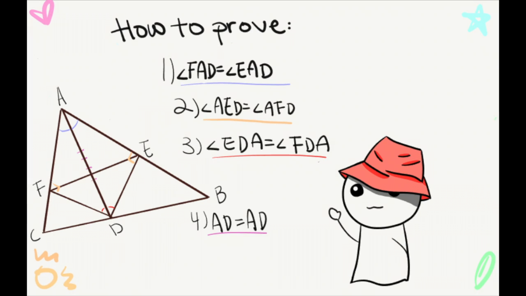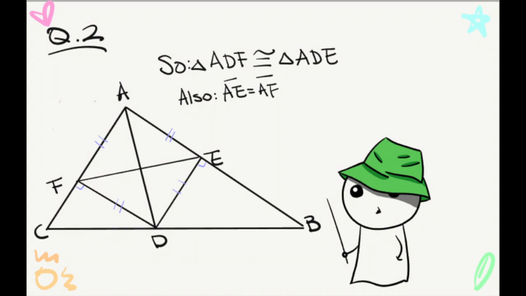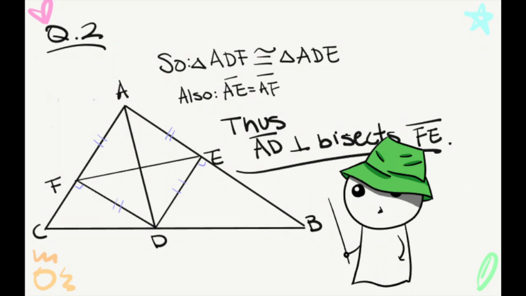And we know that AD equals AD, so if we use the ASA method right now, we can prove that triangle AFD and AED are congruent. And for those of you who don't know the ASA method, it's angle side angle. So since ADF is congruent to ADE, we know that the heights of those two triangles are also the same, and the height is exactly where AD crosses. Therefore, AD perpendicularly bisects FE.